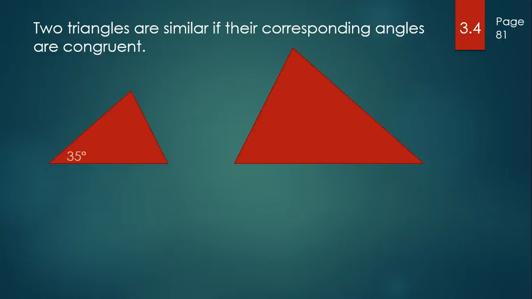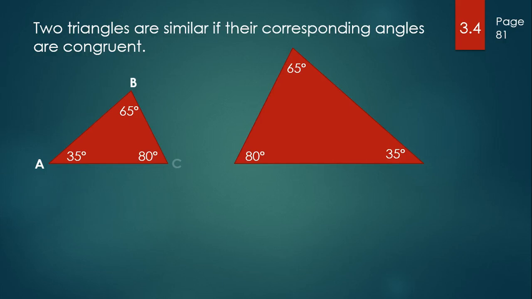So in the smaller triangle we have a 35-degree angle, and we also have a 35-degree angle in the larger triangle. Those two angles would be considered corresponding. We have an 80-degree angle in both triangles. Those are corresponding angles. And we have a 65-degree angle in both triangles, so those are corresponding angles.